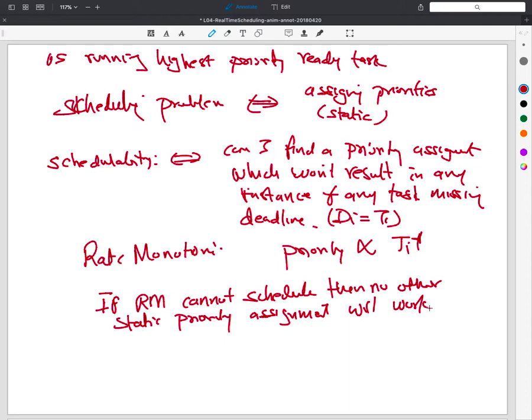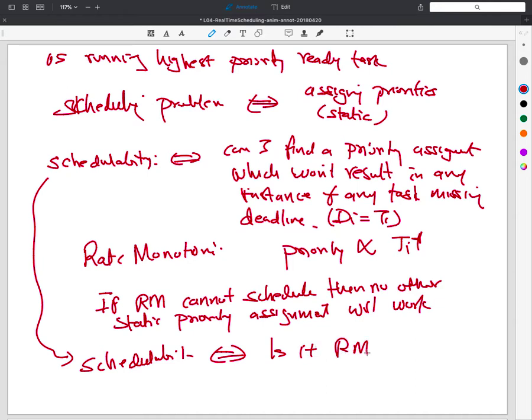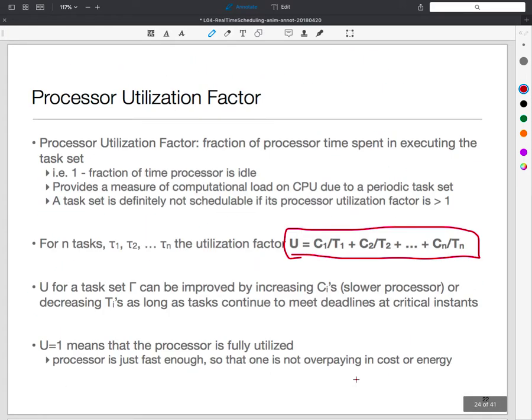So with all of this, the question becomes, given a task set, is it RM schedulable, right? So now schedulability is equivalent to saying, is it RM schedulable? Or is it schedulable with RM? Okay, so that's the question we need to answer. So that's where we were, and I had quickly shown some results on that, but now let's walk through that.